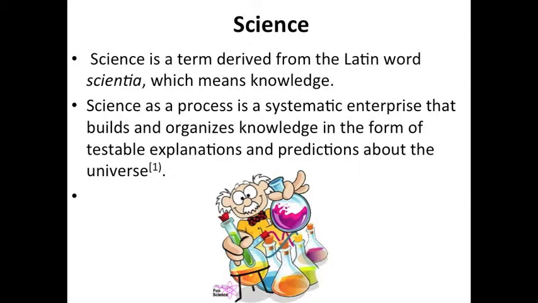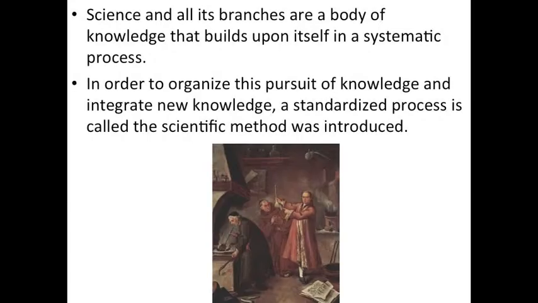In the words of E.O. Wilson, science as a process is a systematic enterprise that builds and organizes knowledge in the form of testable explanations and predictions about the universe. Science and all its branches are a body of knowledge that builds upon itself in a systematic process.